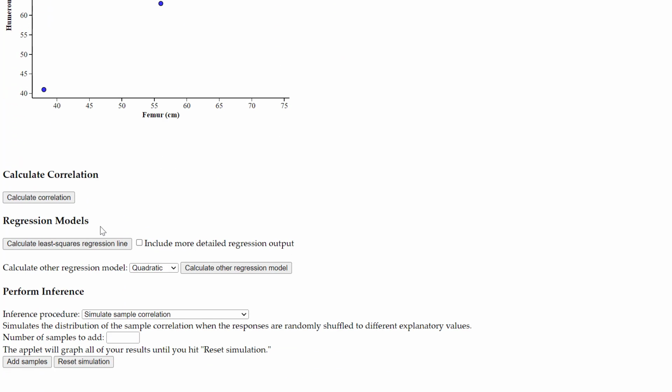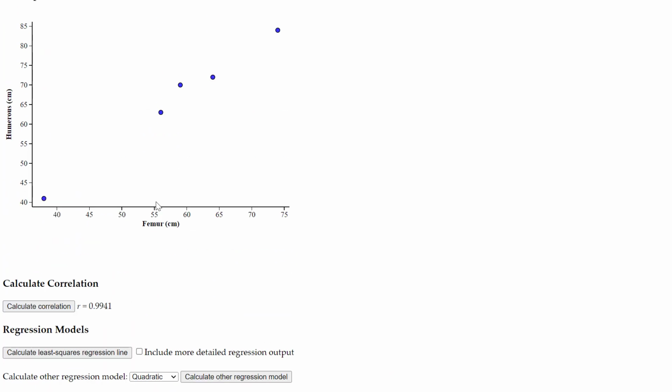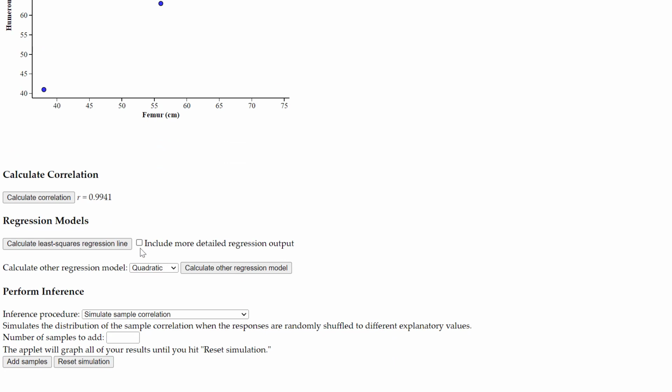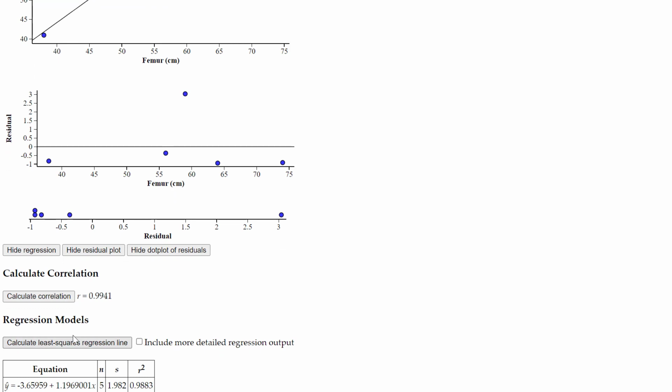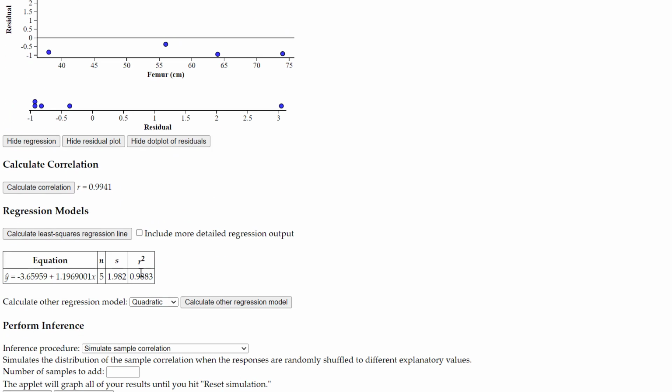If you scroll down, there are a couple buttons you can hit. You can calculate your correlation. You can see this is actually a very strong fit. And you can calculate the least squares line. You'll definitely want to hit that calculate least squares line. And here's the equation. It shows you how many data points you have, something called the standard deviation of residuals, which you won't have to deal with, and r squared. And remember, we already had r up here.